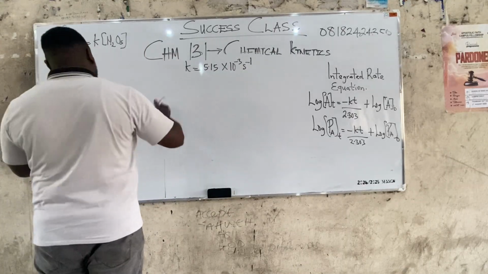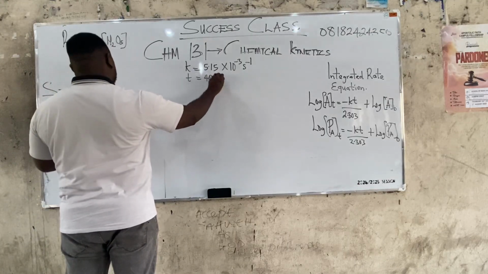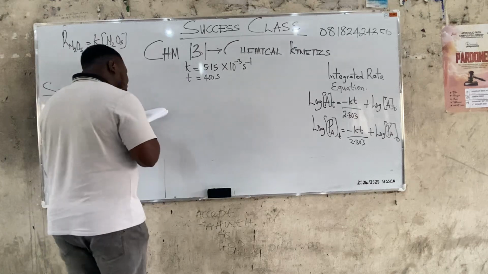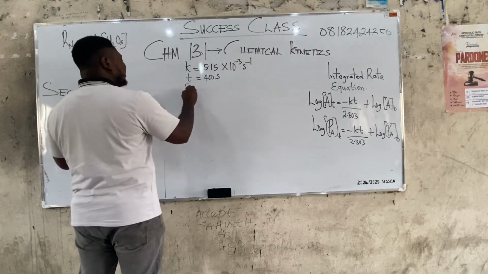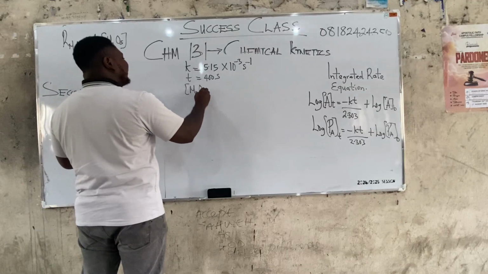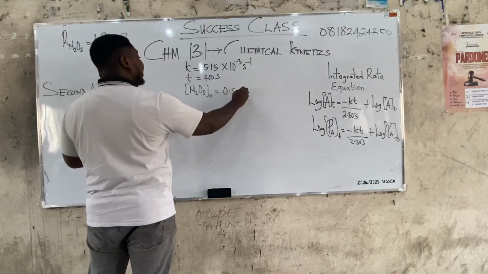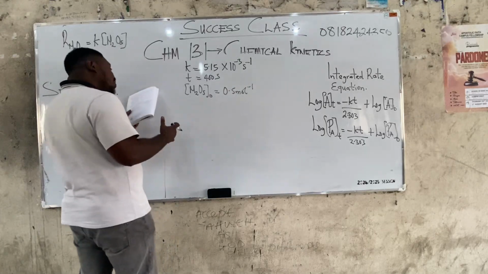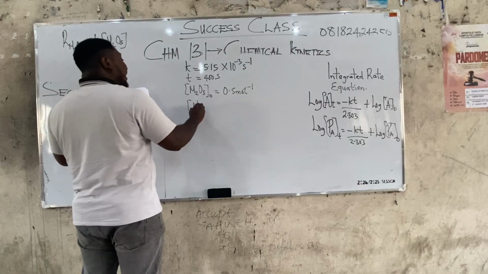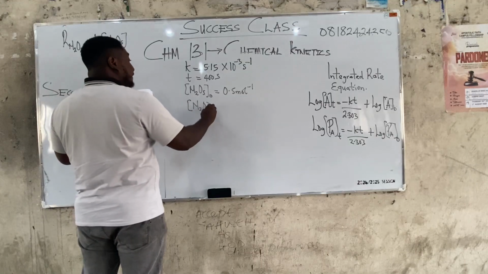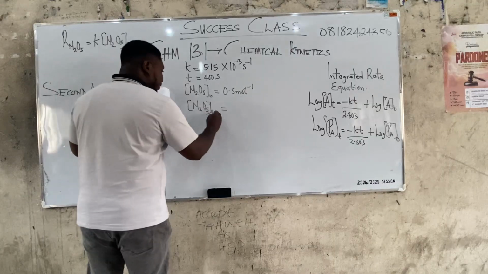Now, let's solve. What do we have? We have K, we have time, 400 seconds. Calculate the concentration of 0.5 mole per liter. That 0.5 mole per liter must be the initial N2O5 concentration. So the concentration after 400 seconds is the final, and this is what we are looking for.